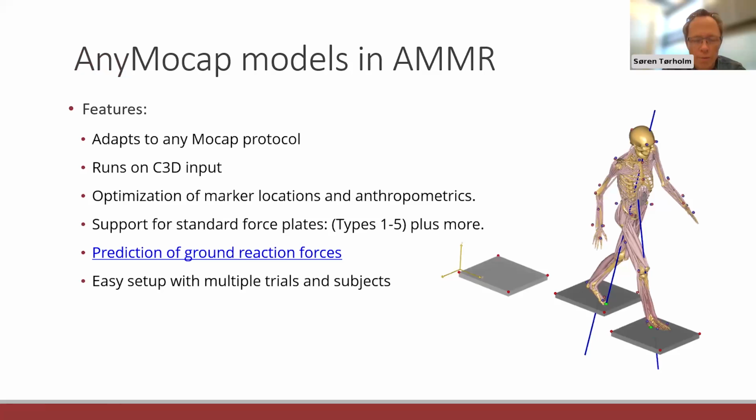So it runs directly on C3D input, and it can optimize the marker location and the anthropometrics of the person based on the marker trajectories, and it supports standard force plates of type 1 to 5 plus additional plates. It's possible to use it, of course, with measured ground reaction forces, but it can also be used for predicting ground reaction forces. And it's easy to set up with multiple trials and subjects.